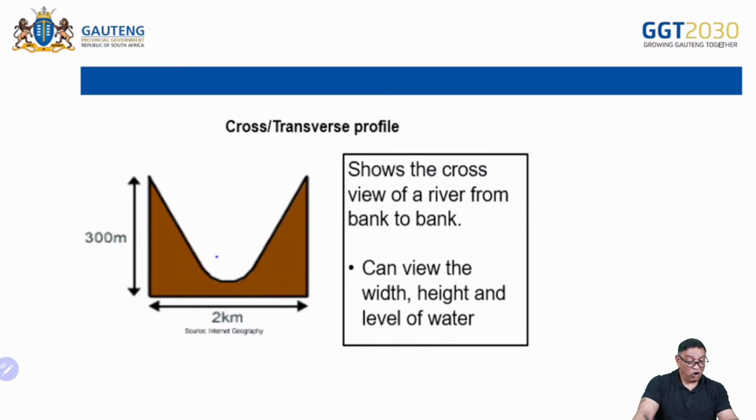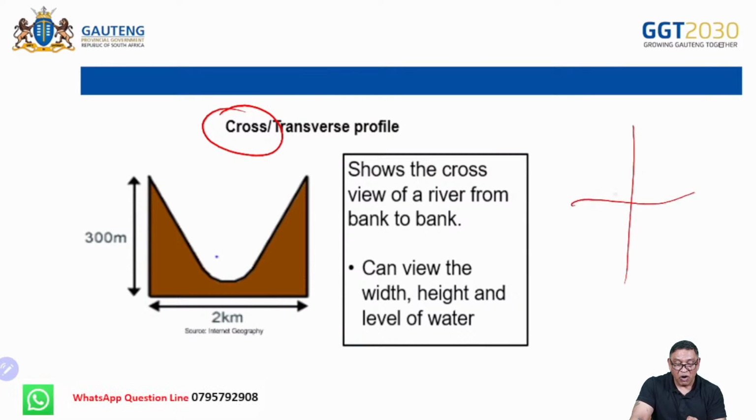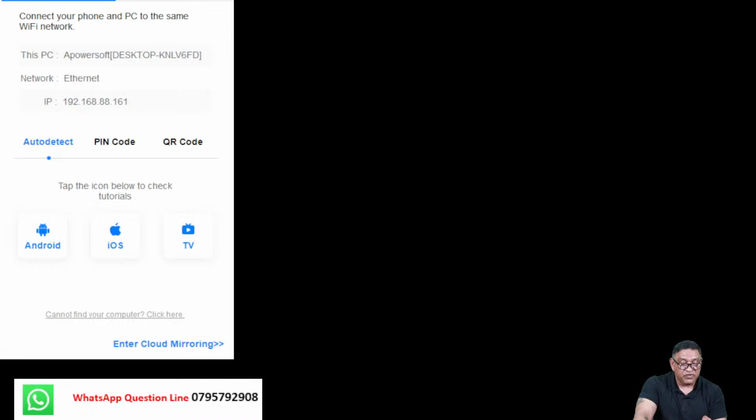Then we look at the cross profile. When we're cutting across a river and we're looking at it from here, can you see it? We're looking at it from there. Okay. So there you can see it. It's cut across and we're looking at it from there. So it shows the cross view of a river from bank to bank. I can see the bank here. I can see the bank there. All right. There's my river in between.